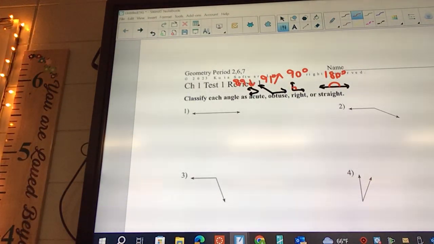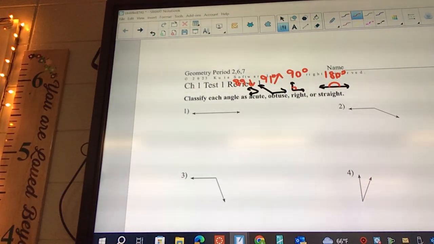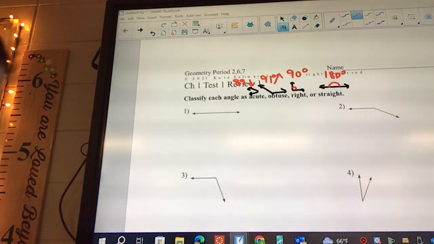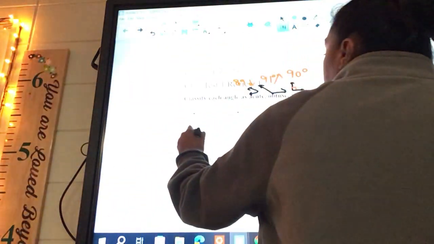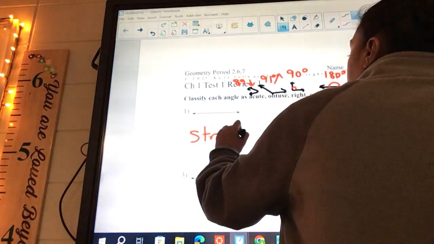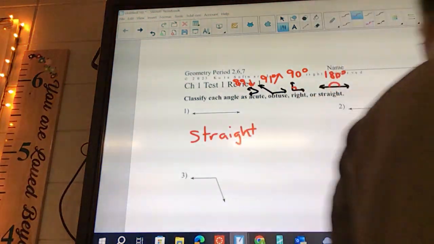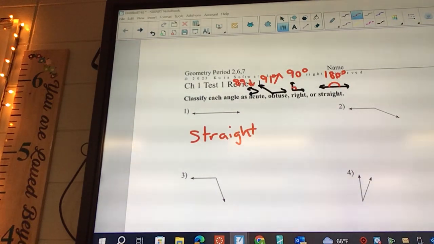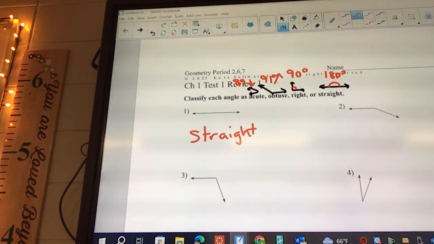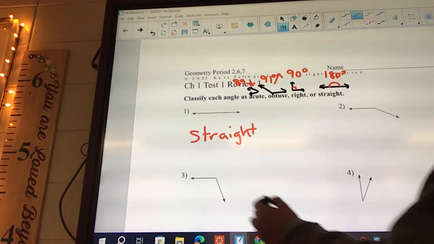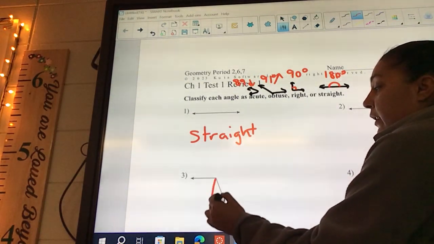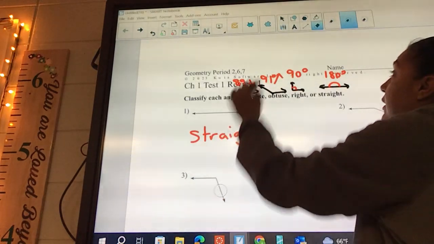Okay, so if you look at number 1, what does that look like? It looks like a straight. Okay, look at number 3. What does that look like? Obtuse. Okay, you would know if it was a right because it would be perfectly straight, and this one's a little bit bigger than that. So this one is going to be obtuse.